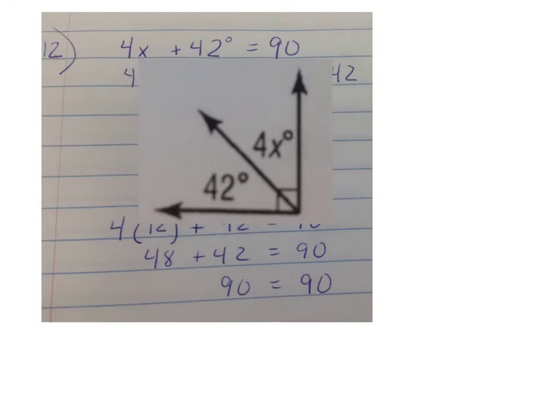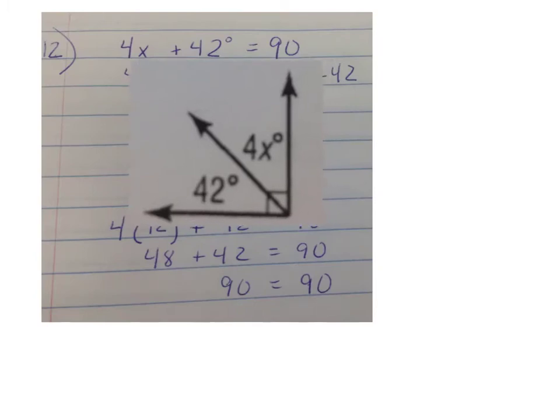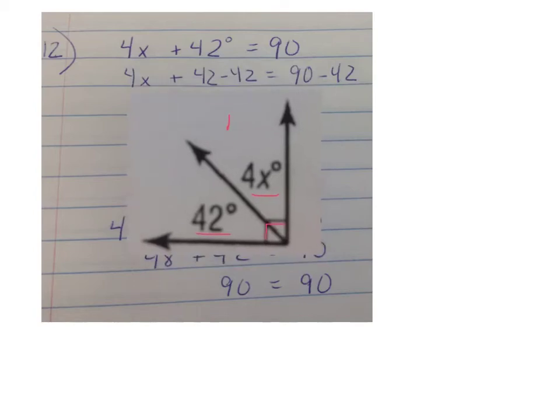The way we would set this up is we'd write it as an equation: 4x plus 42 degrees has got to equal 90 degrees, because that's what the square corner means. So that's our first step, to set it up as an equation, 4x plus 42 equals 90. The second step then is to try to get all of our numbers on the same side, and what we're going to do is subtract 42 from both sides.